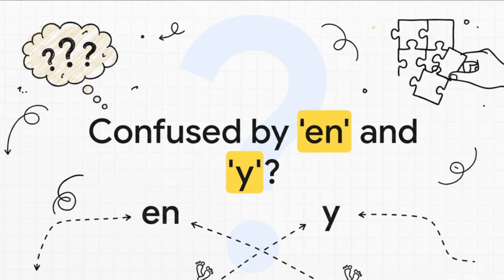You see en and y everywhere. You know they're important, but which one do you use? It can feel like you're just flipping a coin, but I promise you, it's not random. There's a logic to it. It's kind of like a puzzle, and today we're going to put the pieces together.